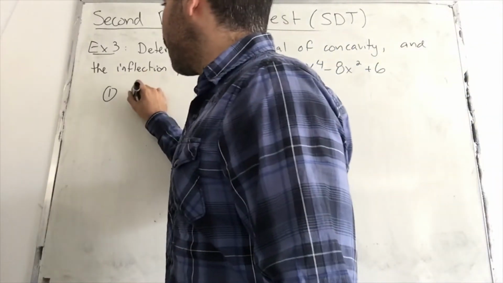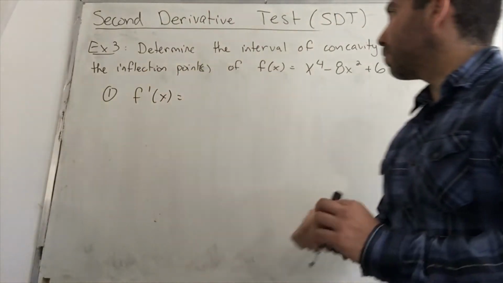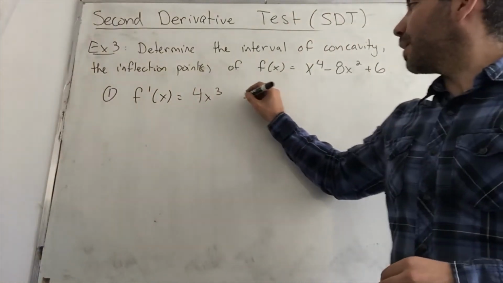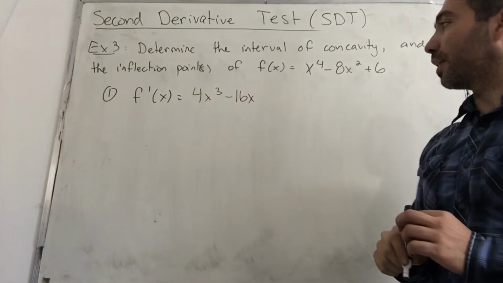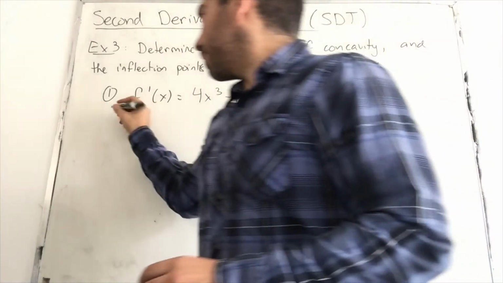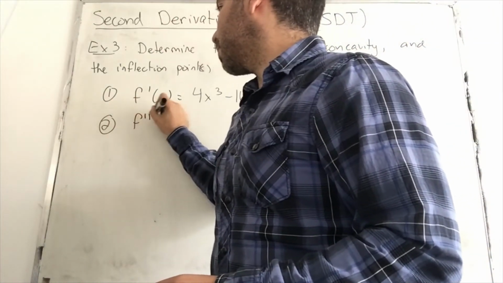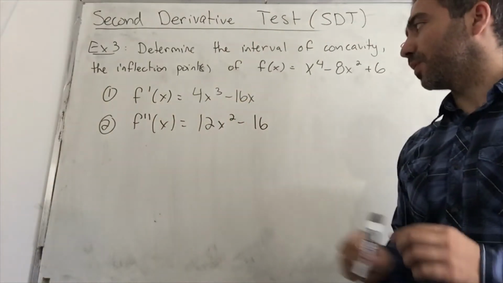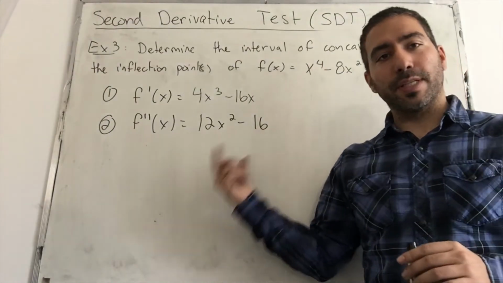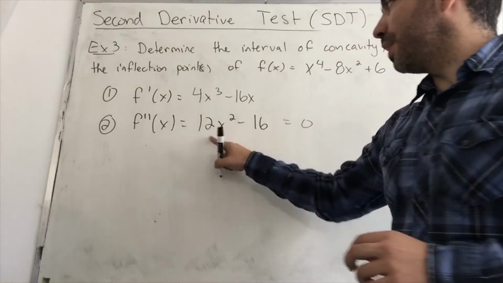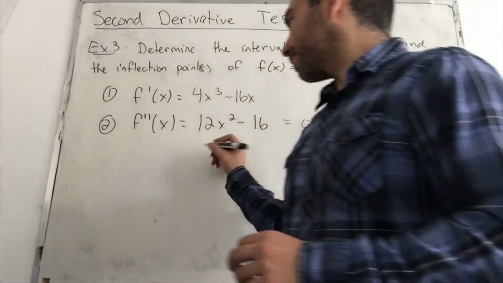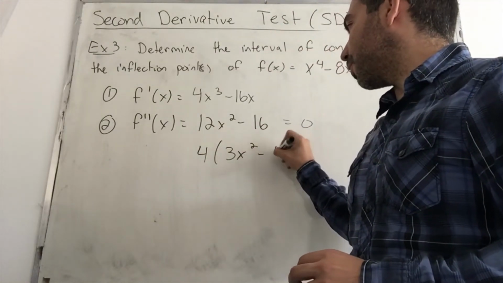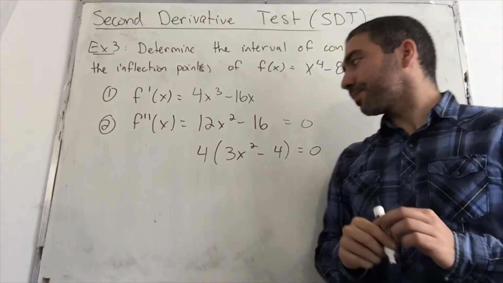We begin by taking the first derivative. So the first derivative of this is 4x cubed minus 16x, and that's it. Taking the second derivative, f double prime of x, gives us 12x squared minus 16. Okay. So we take the second derivative, set it equal to 0. What we could do here is factor out a 4, leaving us with 3x squared minus 4 equals 0.